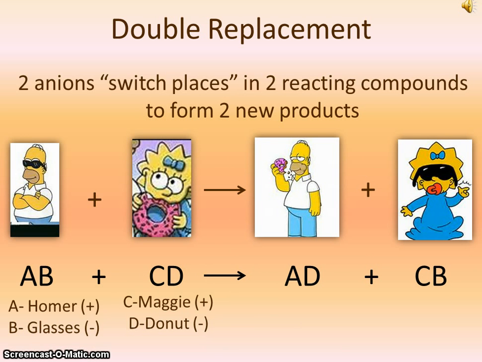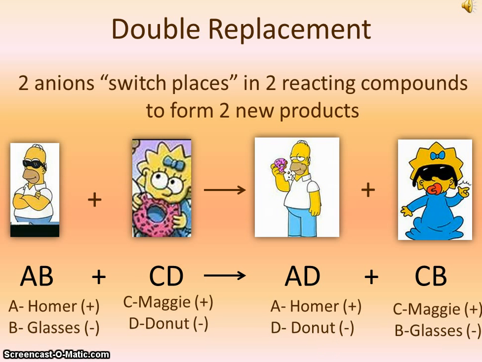To review this problem, we noticed that the donut and the glasses both represent the anions. Therefore, they would have both switched places. So now we have Homer representing a cation plus the donut representing the anion as one compound, AD, and Maggie representing a cation, and the glasses representing the anion as another compound, CB.